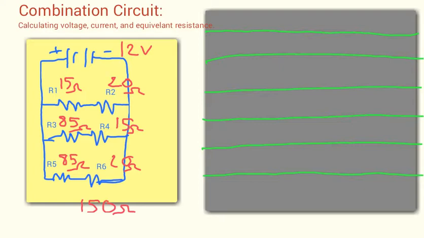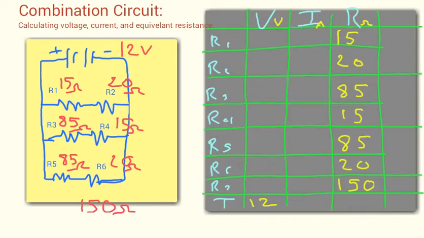So let me make sure we have enough space. I've entered in all of the given values. That was that the resistance of each of these resistors is 15, 20, 85, 15, 85, 20, and 150 ohms respectively. I put my voltage, my current, and my resistance at the top, and included my units so I don't have to include units throughout. And here are all of my resistors in order, and my total column, which will come this way.